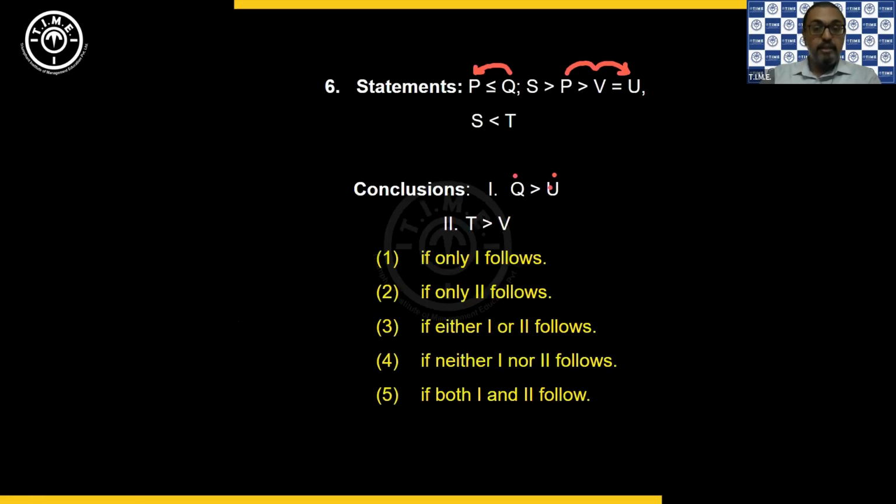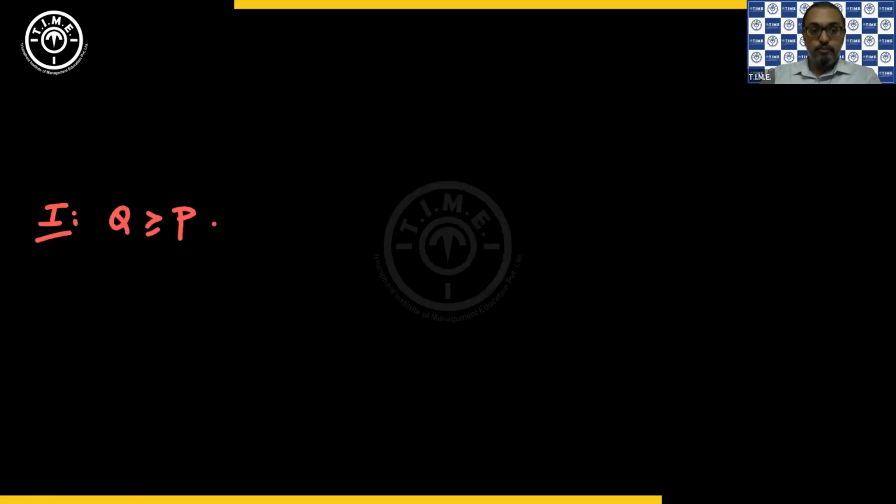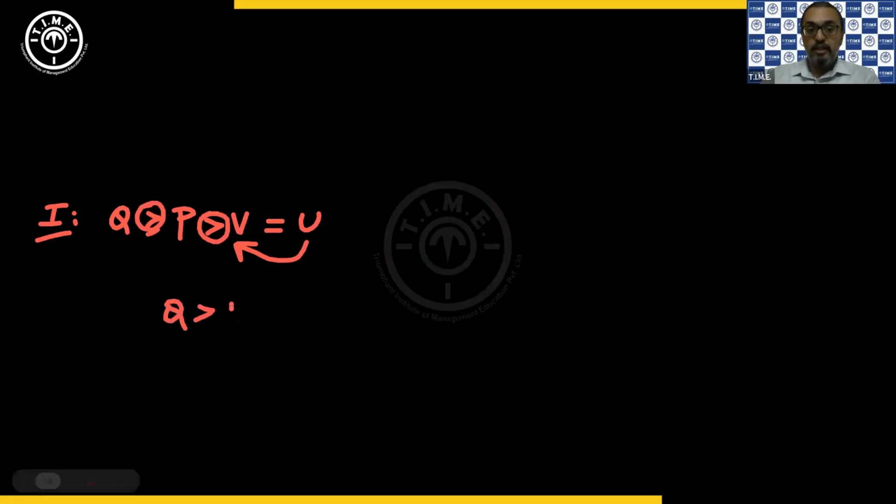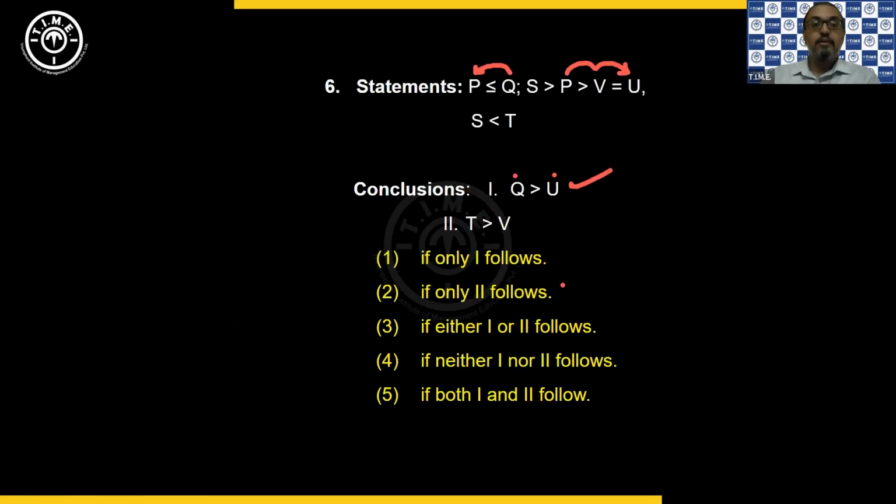Then I have P greater than V and V equals U. So equal to, you replace the given alphabet, and for the remaining, greater than we will consider. So that means Q greater than U, which is precisely what we have. So one follows, correct? The next we have is T to V.